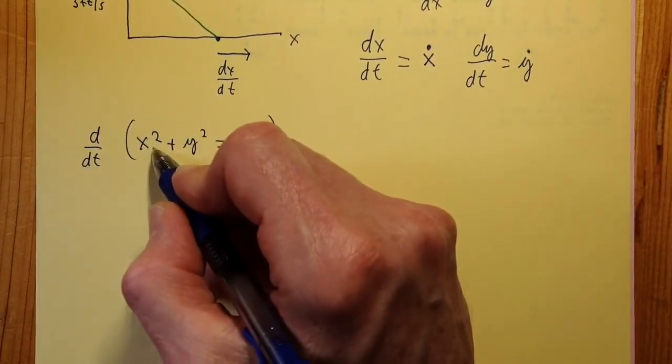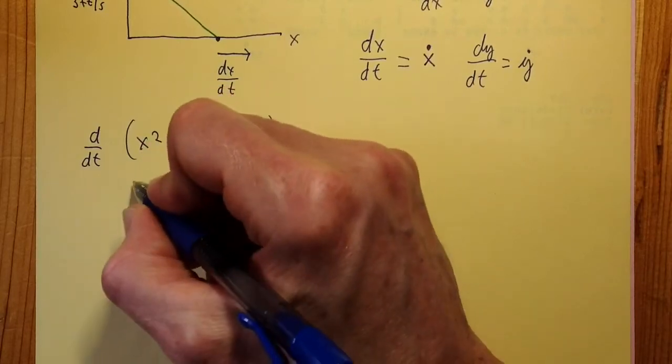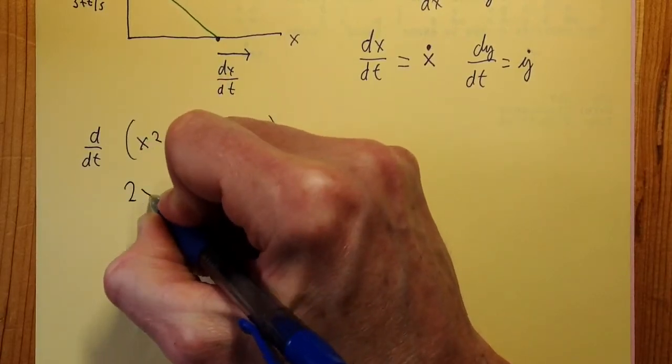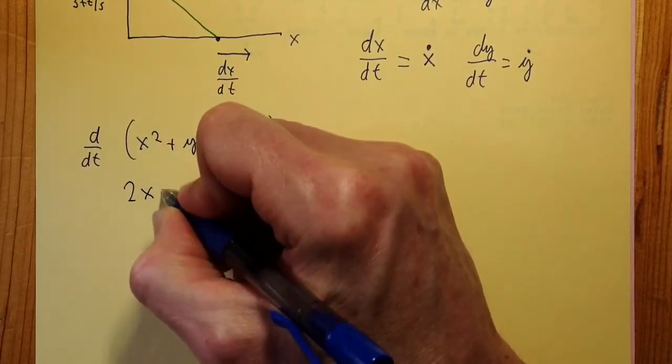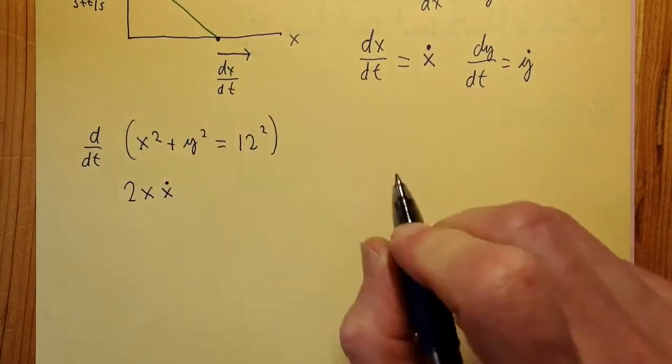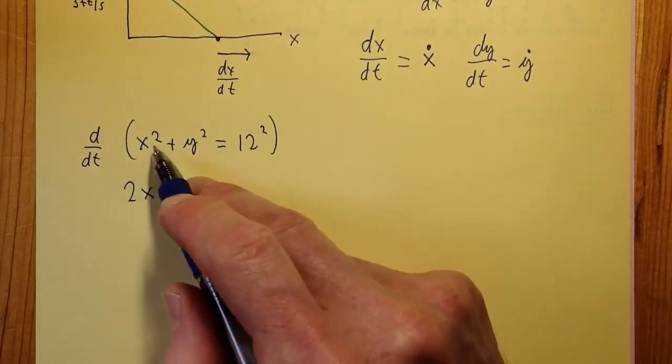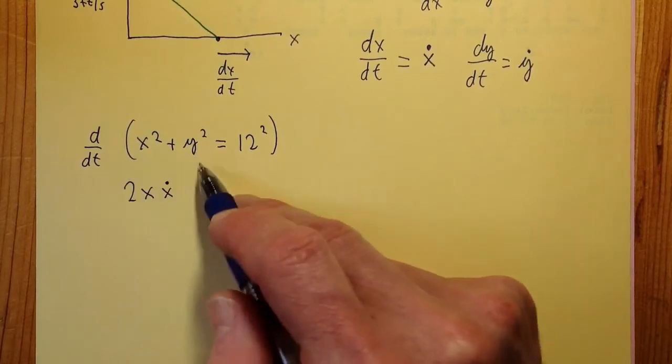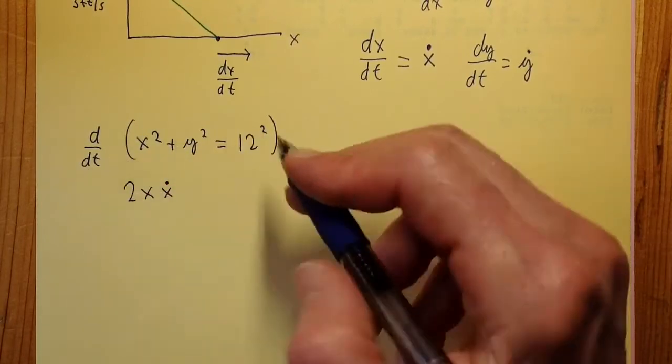So let's take the derivative of this implicitly. The derivative of x squared, derivative of anything squared is 2x times the derivative inside, which makes it 2x x dot, just like before. Because it's always with respect to time, x isn't any more special than y now, because it's with respect to time.